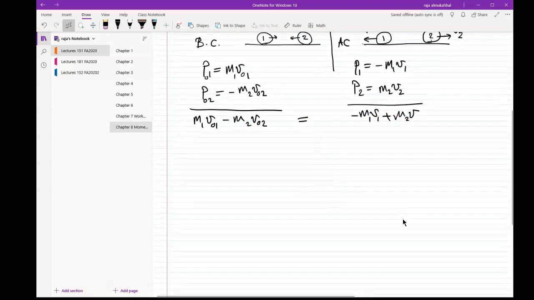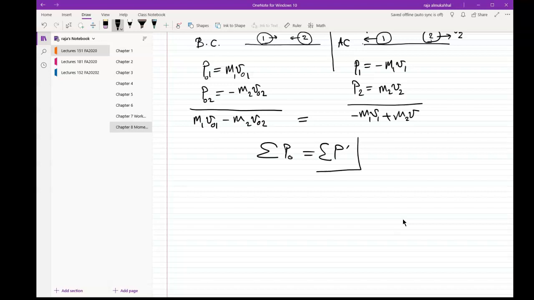I have a symbol for it. I just say sigma p naught is equal to sigma p, or p prime, after collision. This is the statement of the conservation of momentum. Okay? This is a very, very important mathematical statement. When we say conservation of momentum, what does that mean? It means the sum of the momenta before equals the sum of the momenta after. That's it. Nothing more, nothing less. You got it? Okay.